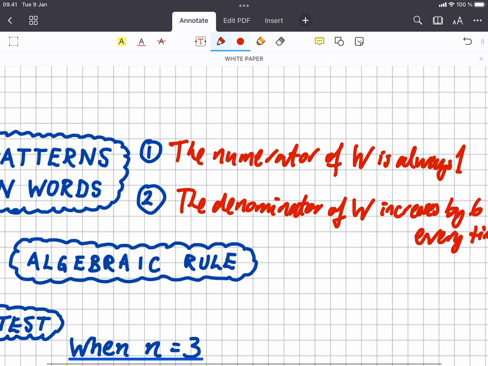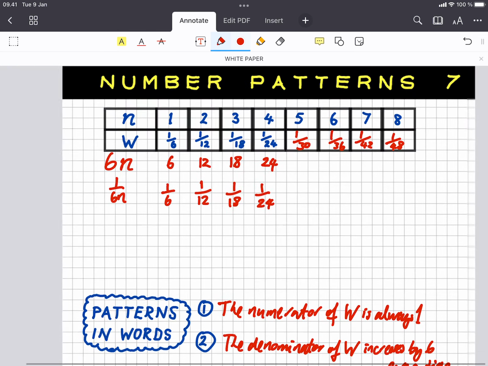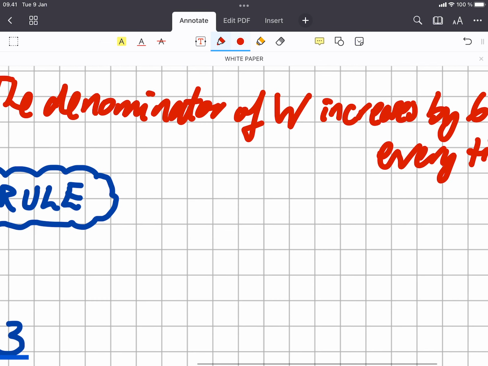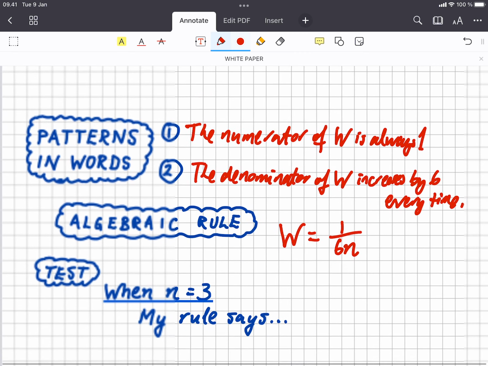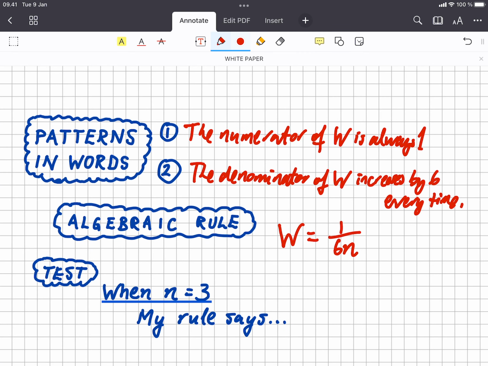So algebraic rule, W is always equal to 1 over 6n is our rule in this case. Don't forget to write it as something equal to something else, and not just the term on its own.